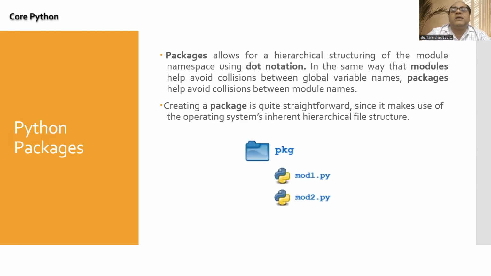And then come the packages, which allow for a hierarchical structuring of a module namespace using the dot notation. The module helps avoid collision between global variables, and packages help avoid collision between module names. So we can use a package that allows for hierarchical structuring. Creating a package is quite straightforward, and it makes use of the operating system's hierarchical file structure that we are using. That is how we create a package, and we use the hierarchical structuring of the module and the namespace using the dot notation.